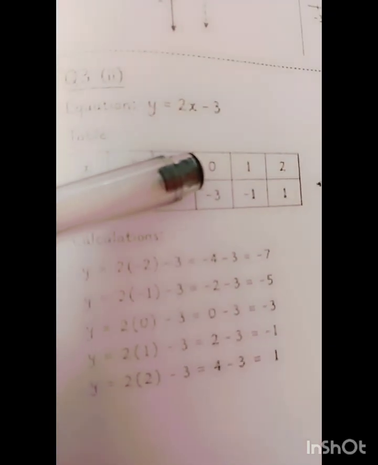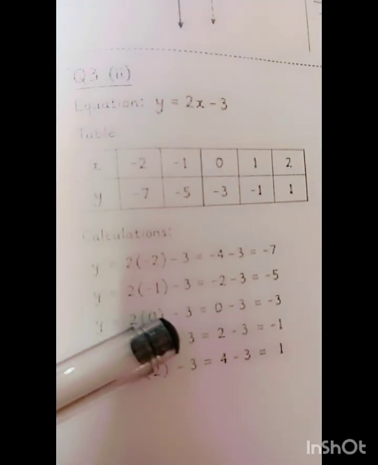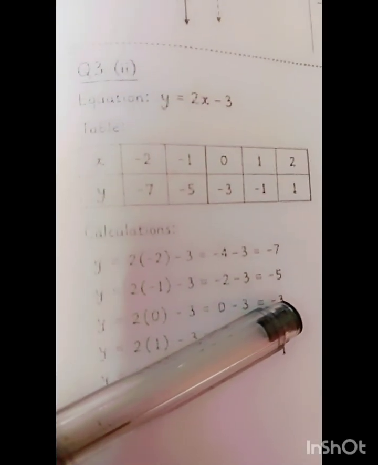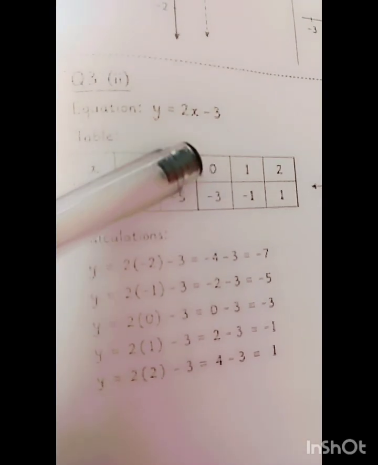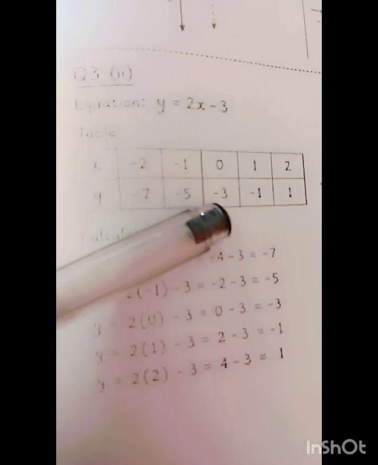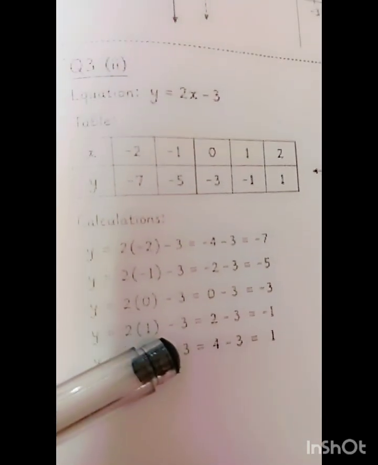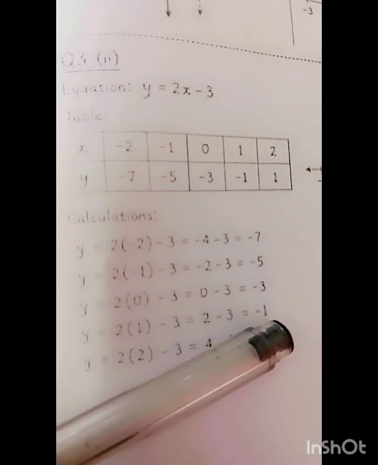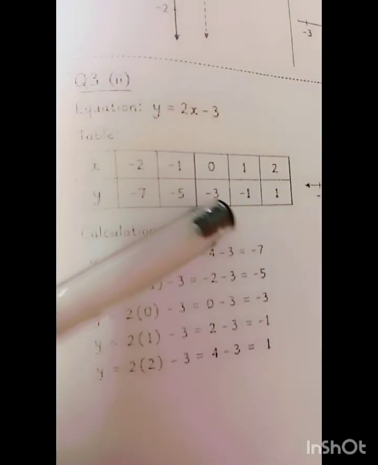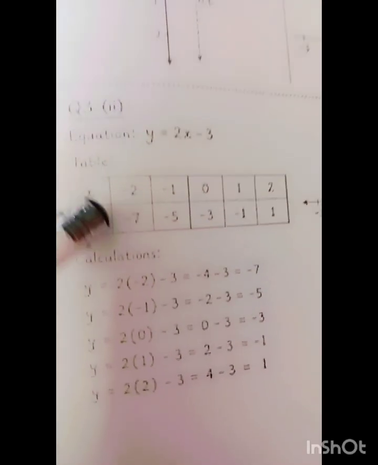Now we will put 0 in the equation, 2 zeros are 0. So minus 3 will be y. So when we put 0 in this equation, we get minus 3. And now we put 1. 2 ones are 2, minus 3. So 3 minus 2, minus 1. And similarly put 2 and get the answer. So whatever answers you get, you fill this box.